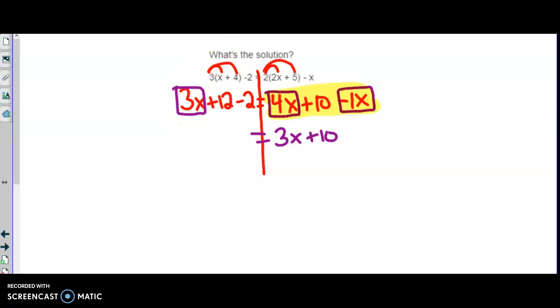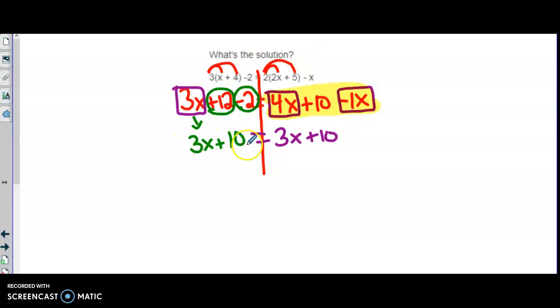And I can also combine like terms over here. Notice we have a plus 12 and a minus 2. Those are both just regular numbers. So I could go ahead and combine those. And 12 minus 2 is 10. And then I'm just bringing my 3x straight down.